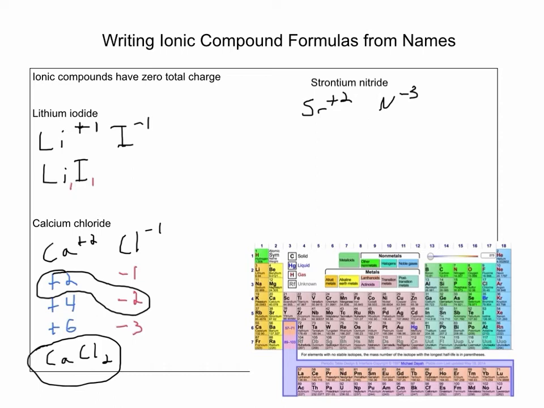How many of each ion do I need? So I'll start by writing the ones out for strontium. 1 strontium would give me a +2 charge. 2 strontiums, a +4 charge. 3 strontiums, a +6 charge. 4 strontiums, a +8 charge. And I do the same for nitrogen. 1 nitrogen would give me a -3 charge. 2 would give me a -6. 3 would give me a -9.